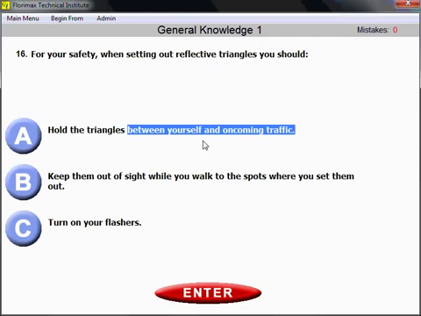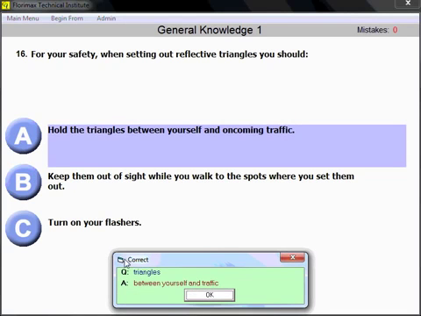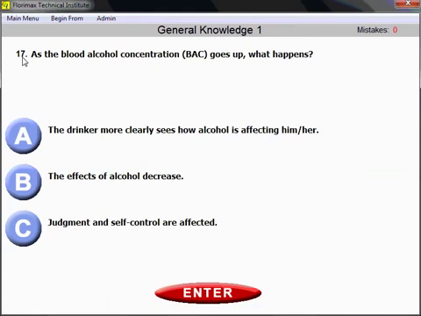So the oncoming drivers would be able to see you. Safety between yourself and oncoming traffic. That's how you need to hold the triangles. Let's see if we are correct. Yes, we are. Triangles need to be put between yourself and traffic. Alright? Good.